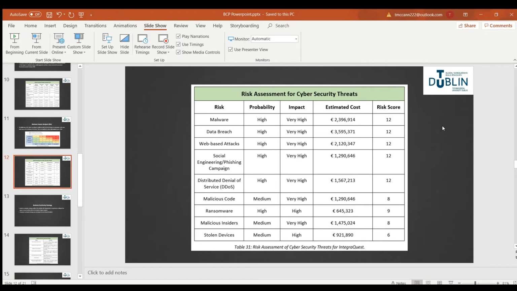The table on this slide shows the overall risk assessment for each of the cybersecurity threats identified. It includes the name of the risk, the probability of it occurring, the level of impact, the estimated cost, and the risk score calculated from the risk matrix table as seen in the previous slide.